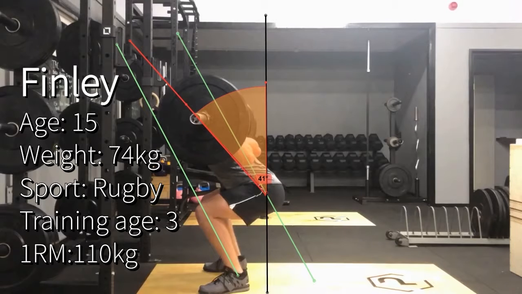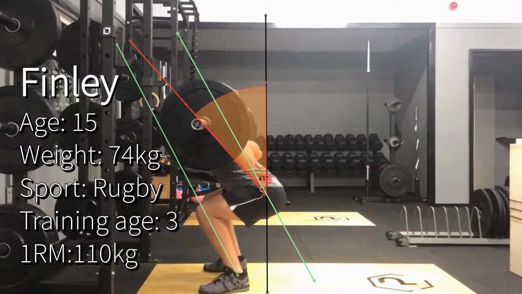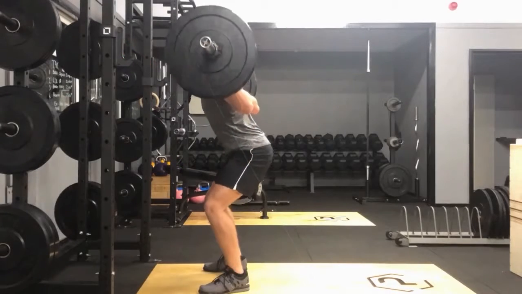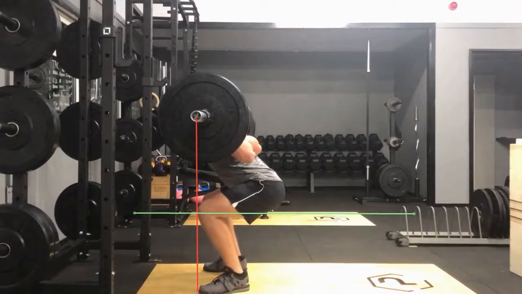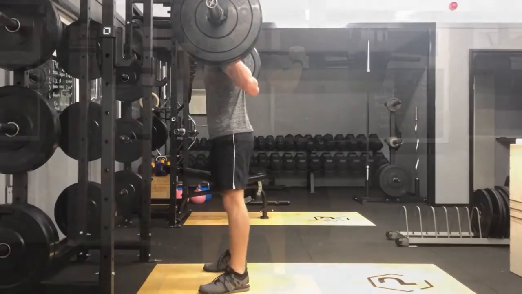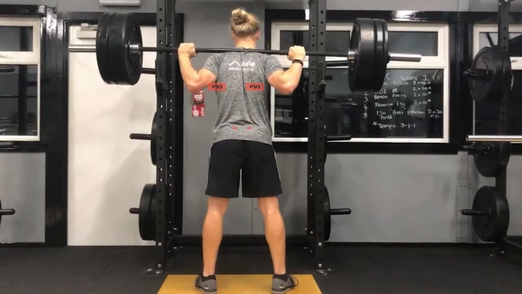He demonstrates the difficulty to achieve full depth, possibly due to tightness in his posterior chain. He therefore utilises a forward lean strategy in an attempt to reach the desired depth. This increased hip flexion forces the load outside his base of support, increasing the moment arm at the hip, leading to increased lumbar shear forces that could result in injury.